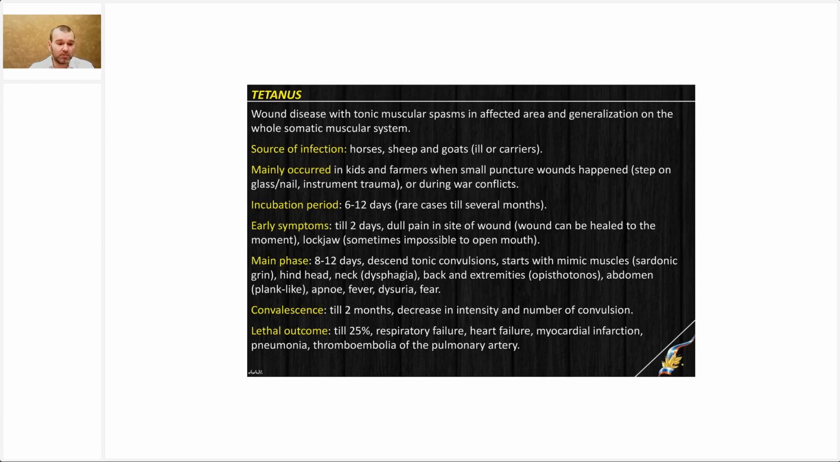So after early symptoms, the main phase will occur. Usually it lasts up to 2 weeks, and it will manifest with descending convulsions of muscles, meaning they will start in the face and the head and go down. Usually the first type of muscles affected is the mimic muscles. People will have a unique appearance of the mouth, like a sardonic grin or sardonic smile. In a further slide, I will show you that photo.